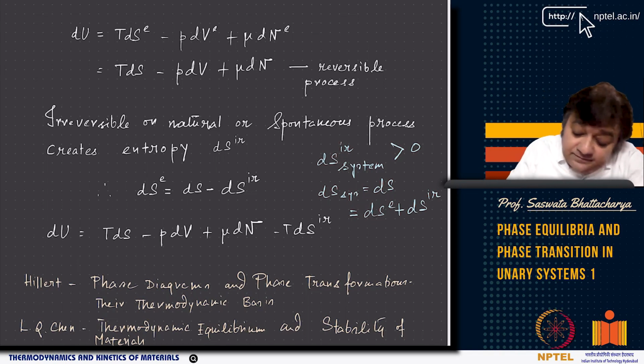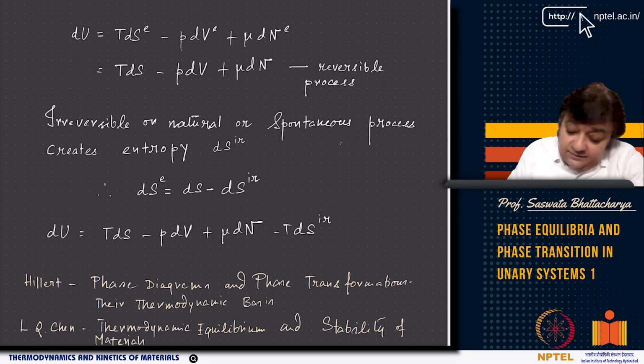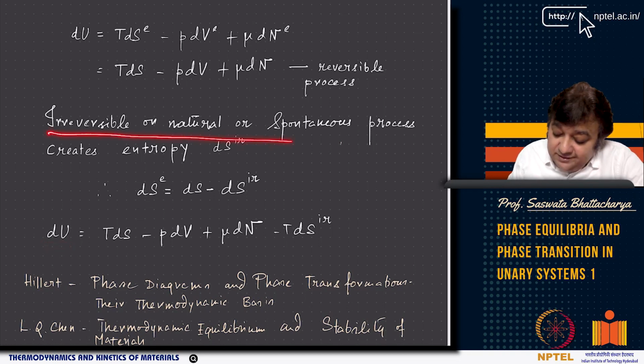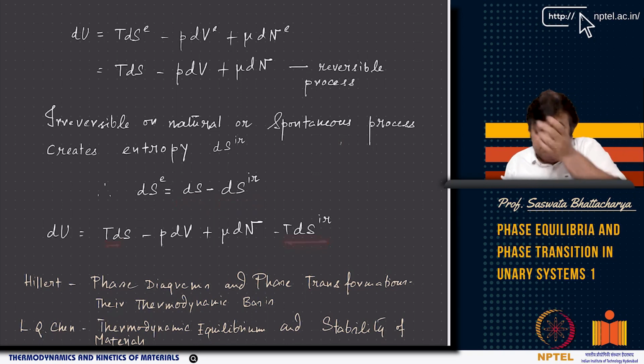Now if that is so, then we can write dU, in the case of an irreversible process happening inside the system, equal to TdS minus PdV plus mu dN, and this dS exchange term is what? dS, total change in entropy, minus the irreversible part, right? So dS minus TdS_ir, right? So that is the idea, and this is something that has been used. This TdS_ir has been used by Hillert, right, in his phase diagrams, phase transformations book. Recently by Long-Qing Chen in his book on thermodynamic equilibrium and stability of materials.